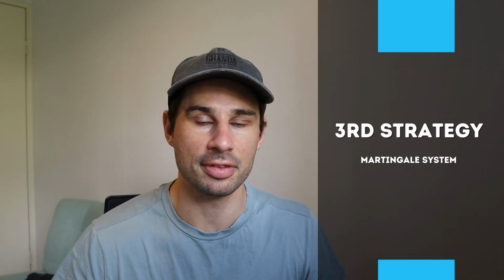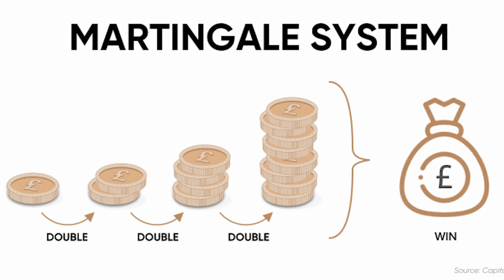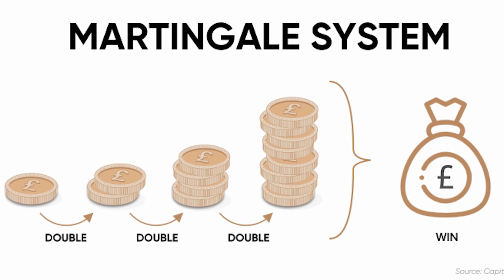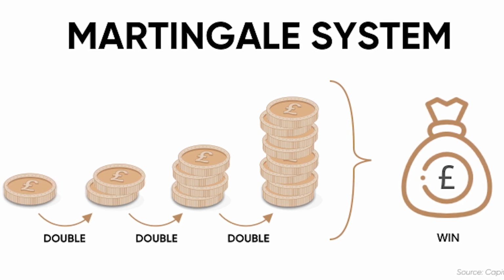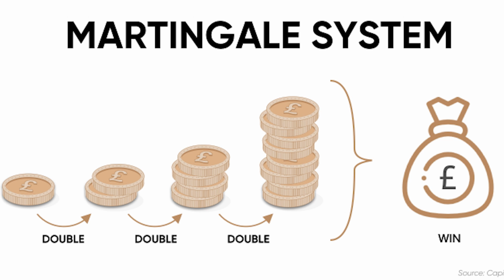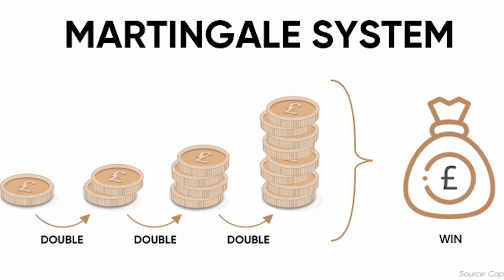The third staking strategy I'm going to take you guys through today is the martingale system. The martingale system works like this. After a loss, the bettor doubles down on their next stake to recoup the losses. After a win, the bettor returns to the original stake.